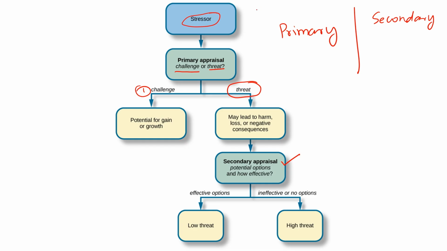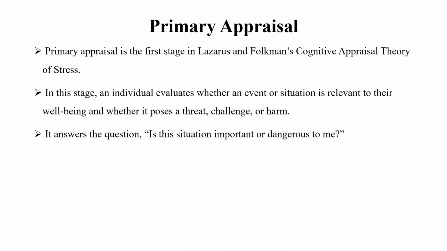So, basically, appraisals are: first, primary appraisal is whether it is a challenge or a threat. That is the primary appraisal. That's all. Secondary appraisal is how we are going to deal with that threat. So, primary appraisal is the first stage in Lazarus and Folkman's cognitive appraisal theory of stress.